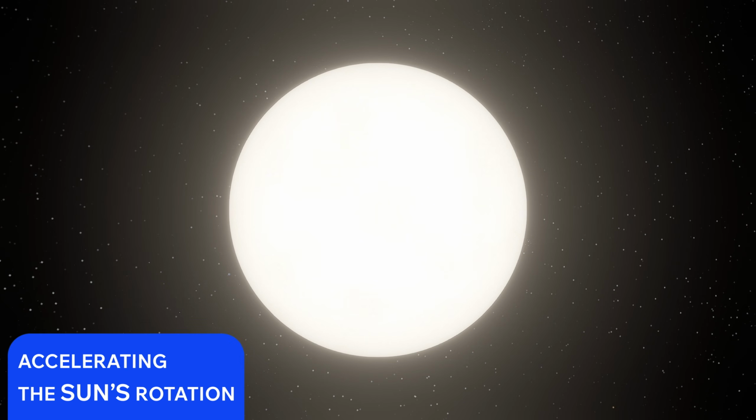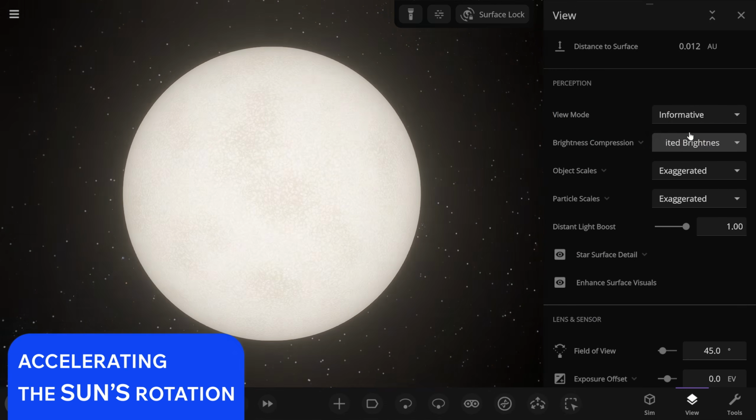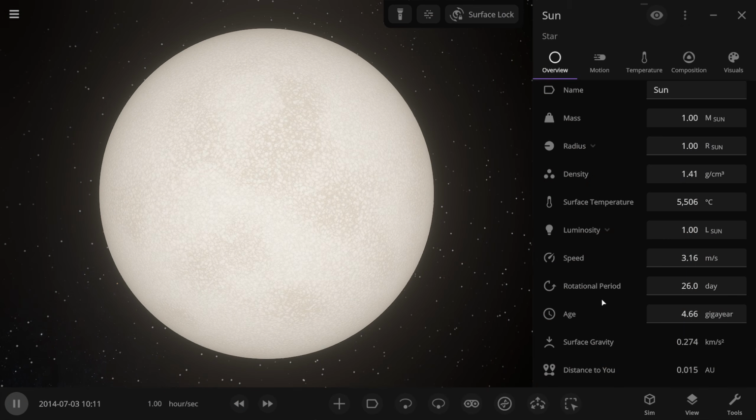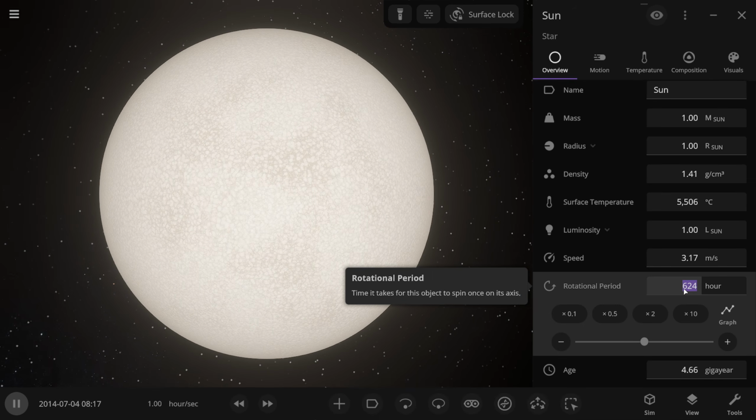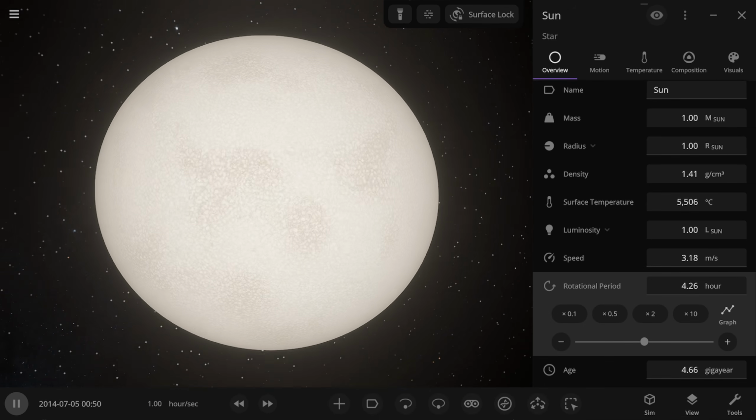Now let's also check the sun. I'll set the informative mode in the simulator so the sun doesn't burn your eyes. The sun has a fairly long day, if you can call it that. 26 Earth days, and the sun will immediately have a 4-hour day. And the sun started wobbling like this.